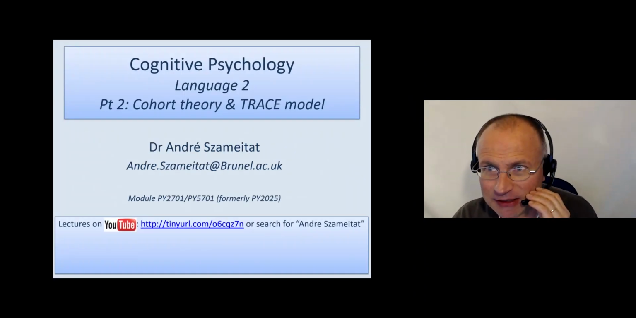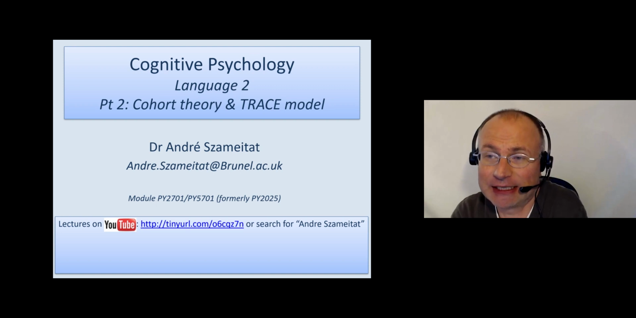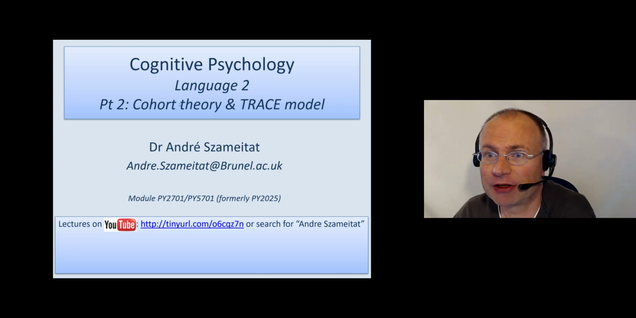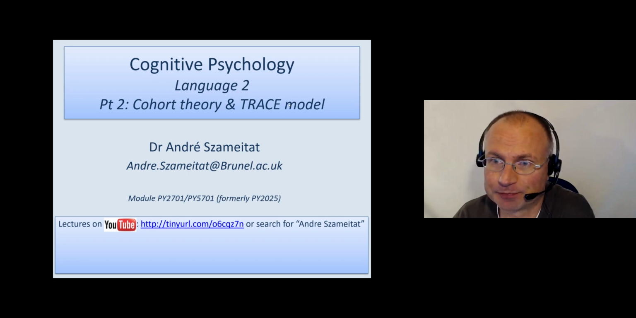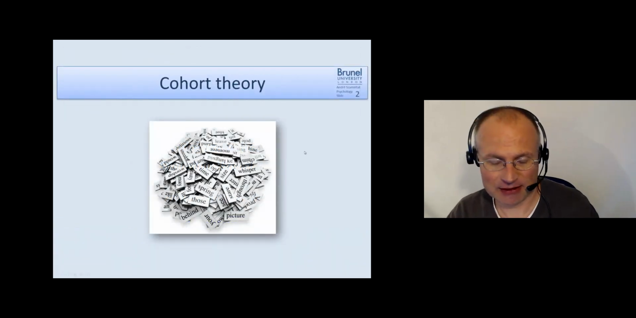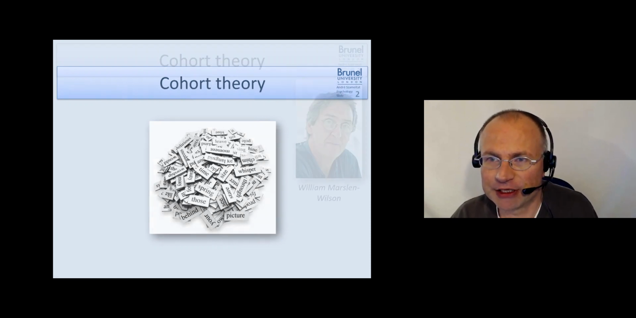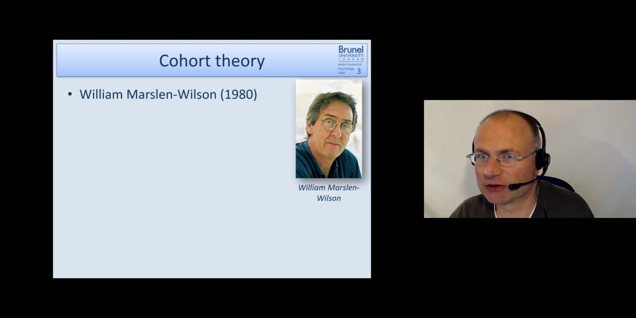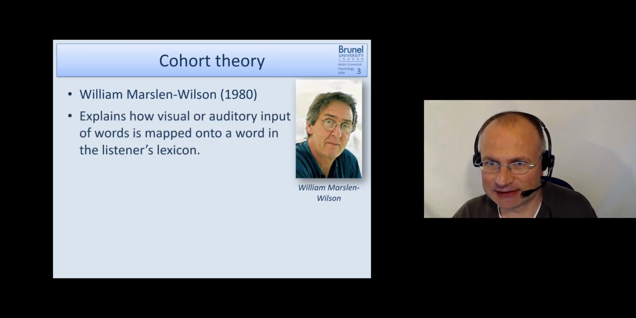Welcome to the second part of the lecture, the second lecture on language. And in this part, we will speak about the cohort theory and the TRACE model. Okay, so let's start with the cohort theory, which was proposed by William Marslen-Wilson in the 1980s.